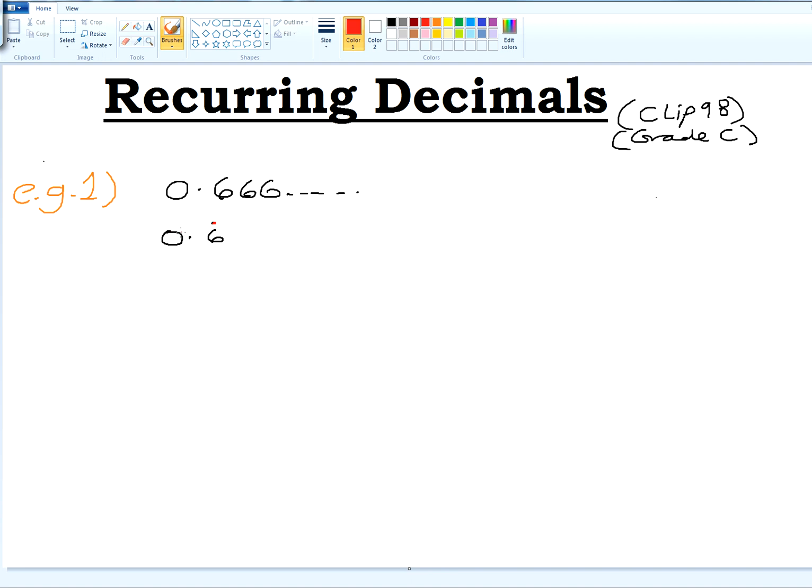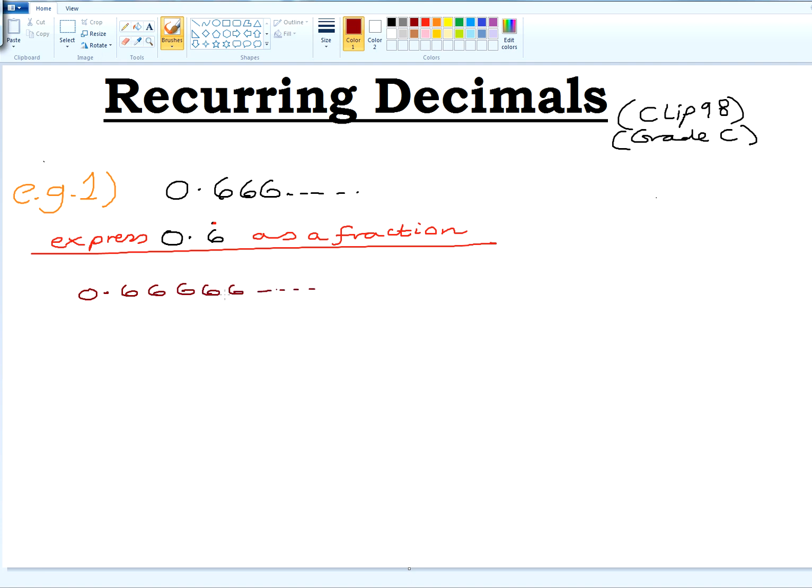What we say first of all is we have to express this number as a fraction. That's the task. So we have to express 0.6666 as a fraction. Write that down, please. So we are expressing a recurring decimal as a fraction. That is what we have been asked to do. What we do here, we write it out. We look at the number again, 0.666. That's my question being set up for me to do it.